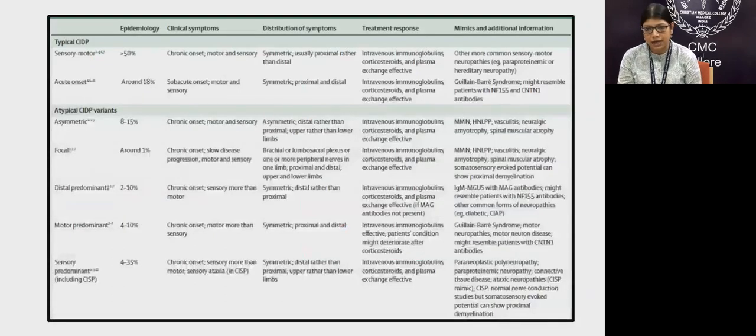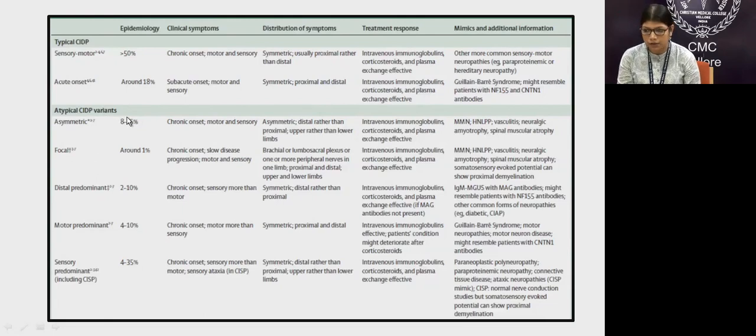So broadly, CIDP can be divided into typical and atypical CIDP variants. Typical is the sensory motor. This is the usual chronic sensory motor, proximal and distal weakness, or an acute onset CIDP, which is a very small proportion, where onset is within less than 4 weeks. They can also present with proximal symmetric upper limb and lower limb involvement. And here we need to look out for the other mimics, which we'll discuss in detail.